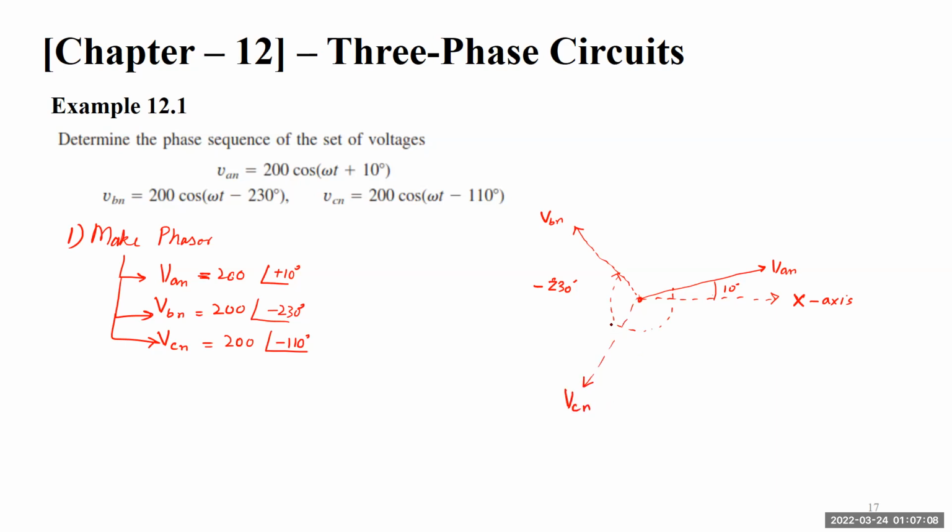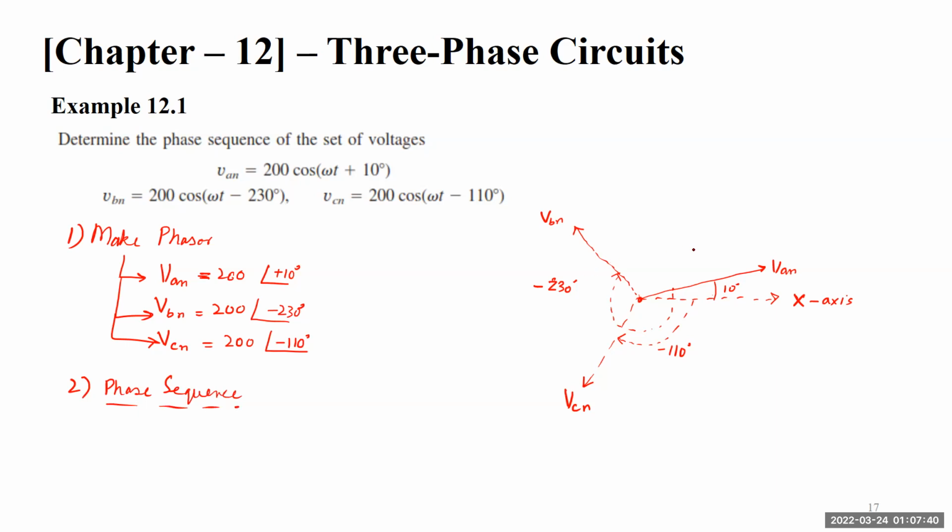Now what will happen? With respect to the x-axis, minus 110 plus 10, sorry, 110 plus 10 is 120 degrees. Similarly, this angle is 120 and this angle is 120. So now what is the phase sequence? Number two, phase sequence.